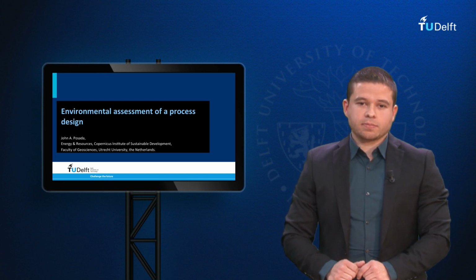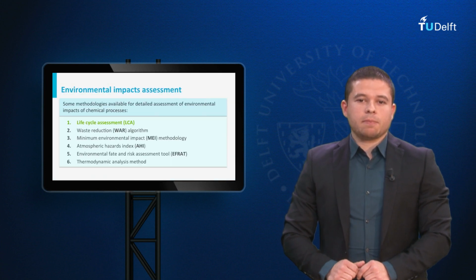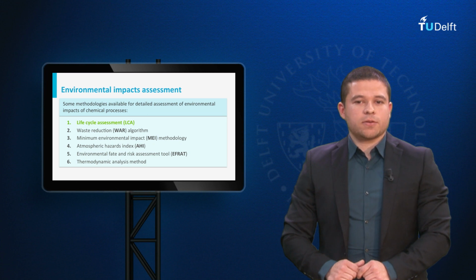In this lecture, I will present the most relevant concepts and the necessary steps to perform a systematic environmental assessment of a process design. There are several methodologies available for environmental impact assessment of a process design. This lecture focuses on the life cycle assessment methodology, LCA, since it is a widely accepted tool that allows compilation and evaluation of potential environmental impacts of a product, process, or service through its entire life cycle. In addition, LCA is standardized in the ISO 14040 series by the International Organization for Standardization.